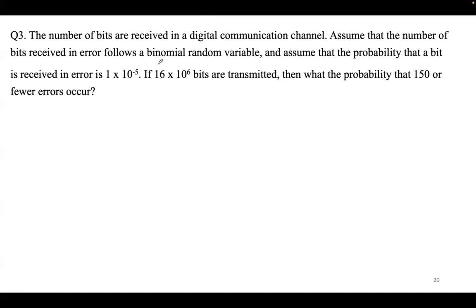So, binomial distribution, we have to have the value of n and we have to have the value of p, right? So n here is 16 into 10 to the power 6. P here is 1 into 10 to the power minus 5. Now, obviously we can solve it the binomial distribution way, but we are going to solve it the normal distribution way. The main argument there was that np and np into 1 minus p should both be greater than 5, which they are in this case. So the probability that X is greater than 150.